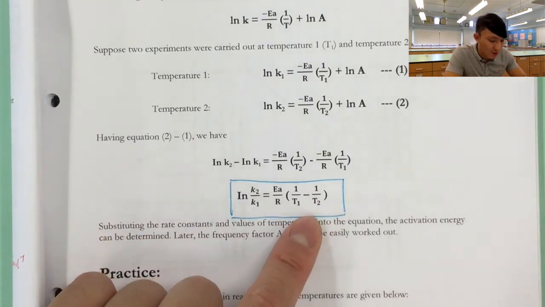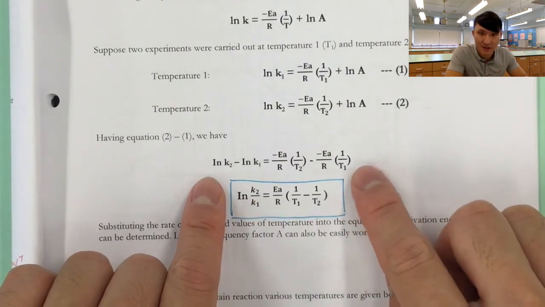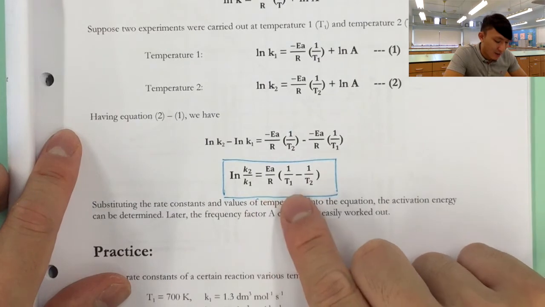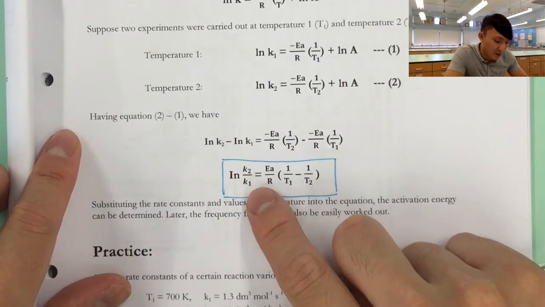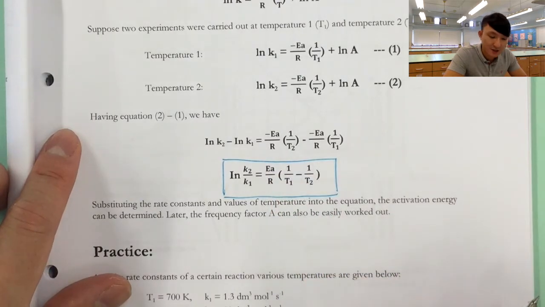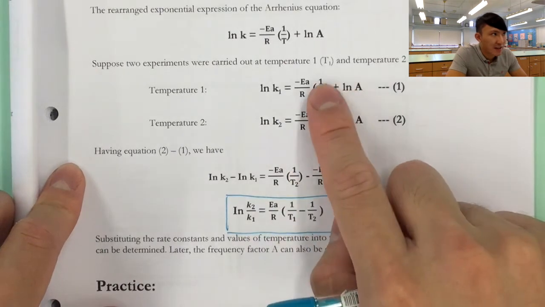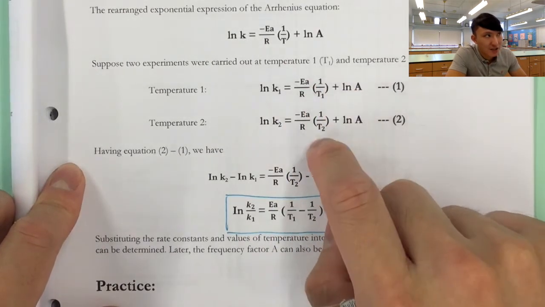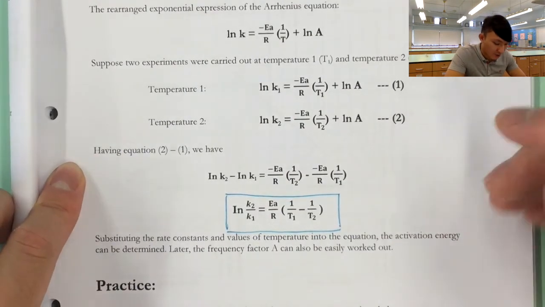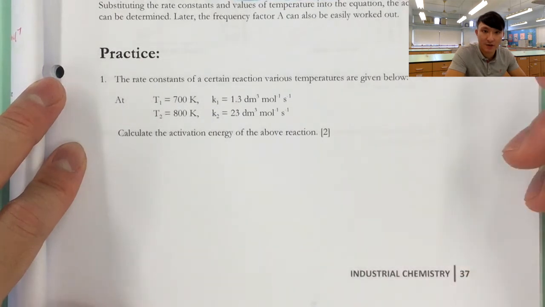Okay? Now, you can memorize this equation, or you can deduce or derive it by yourself. Okay? So, you notice that we can simply plug in the T1, T2, K1, K2, and then we can type the calculator, and then we get the EA. Right? And after we get the EA, then we can plug the EA back into one of these 2 equations, and then you can get A. Alright? So this is how it works. Now down here we have a practice question.